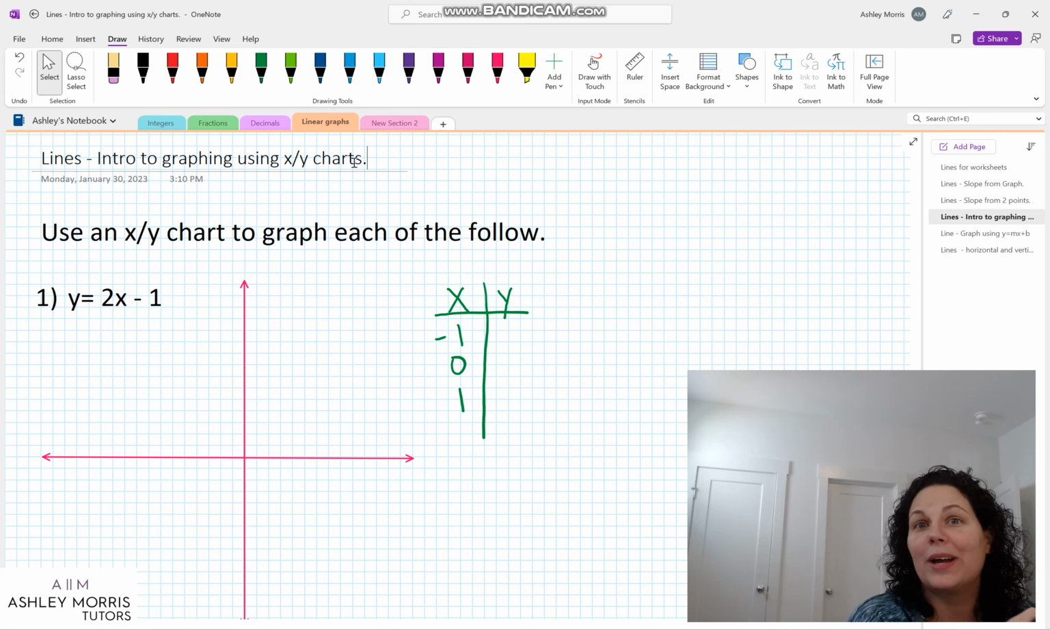The Y is already by itself, and a lot of times that's what happens. The Y will be by itself. We'll talk about what that looks like in a different video. But anyway, a lot of times the Y is by itself, so we're going to plug in numbers for X.